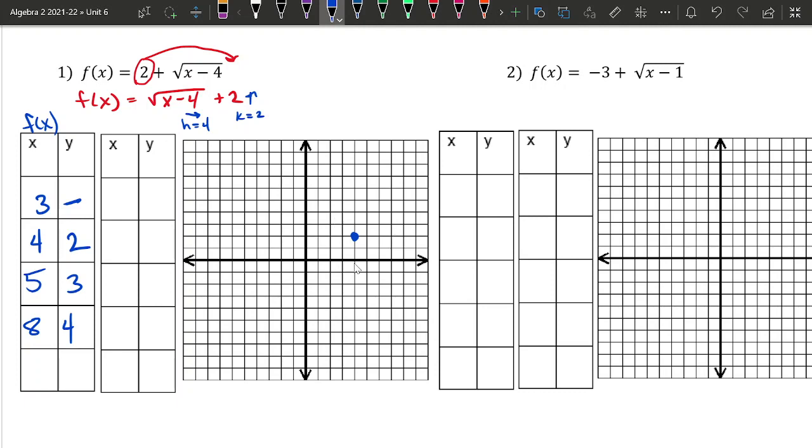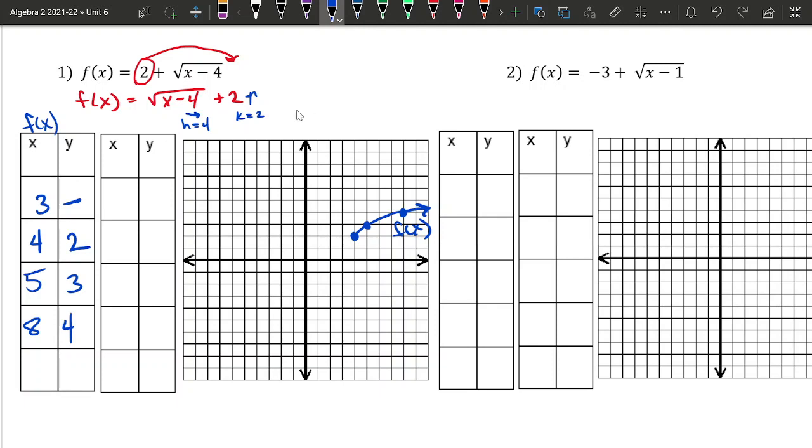So this was (4, 2). So (5, 3) is right here. And 5, 6, 7, 8, (8, 4). And there's the graph of my f of x, and I label it f of x. I labeled that table f of x.